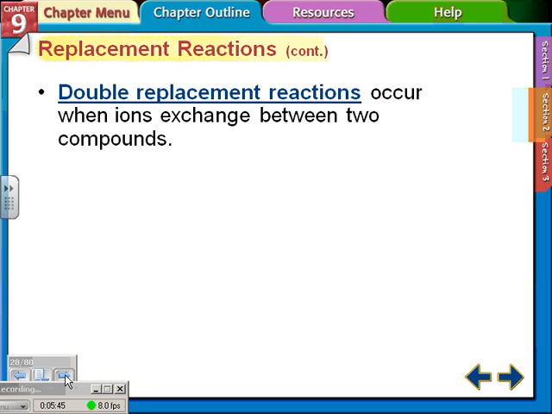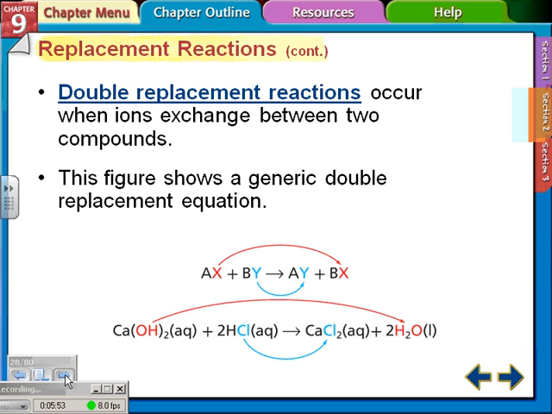All right, the next category of replacement reactions would be a double replacement reaction. This occurs when we have two compounds and the metal ions, or the positive ions, switch places, or you could even look at it as the negative ions switching places. So they're showing you a generic equation, AX plus BY yields AY plus BX. So the X's will switch places and the Y's will switch places.